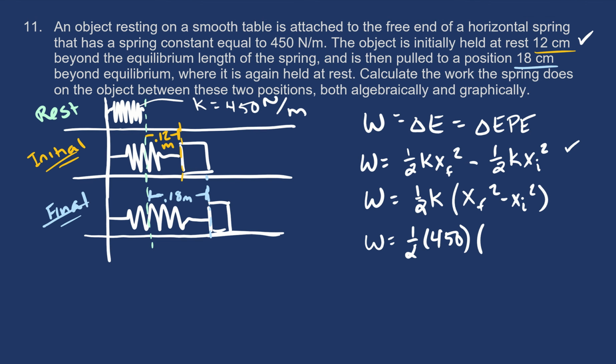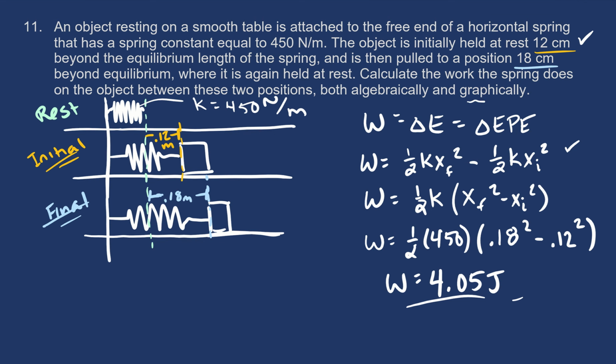So our final position from the resting position is 0.18 squared minus 0.12 squared. And when you plug this into a calculator, you get 4.05 joules. So that's the algebraic way to solve for the work.